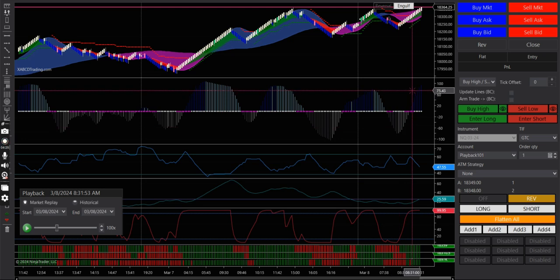So that would be all three conditions met except for here. So I would not take the trade unless this purple shade was blue. Then I would have taken the trade.